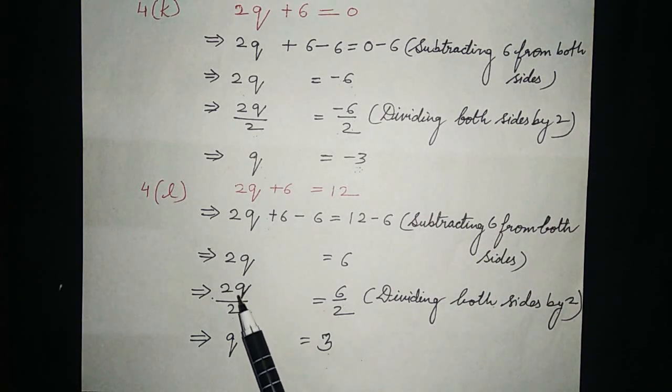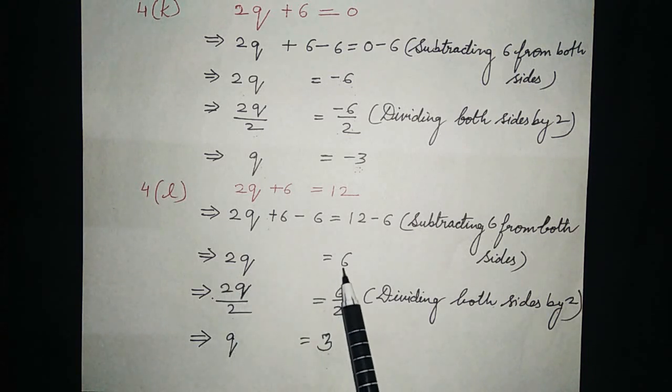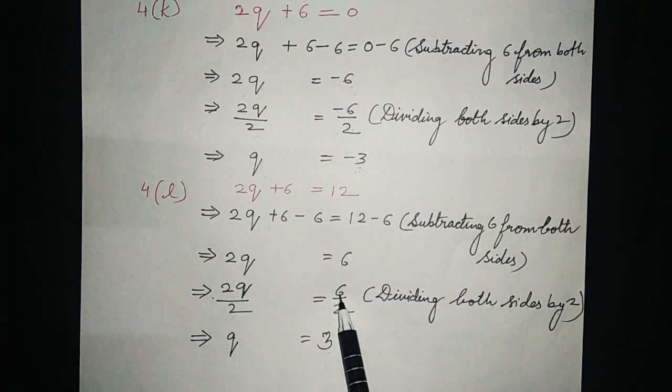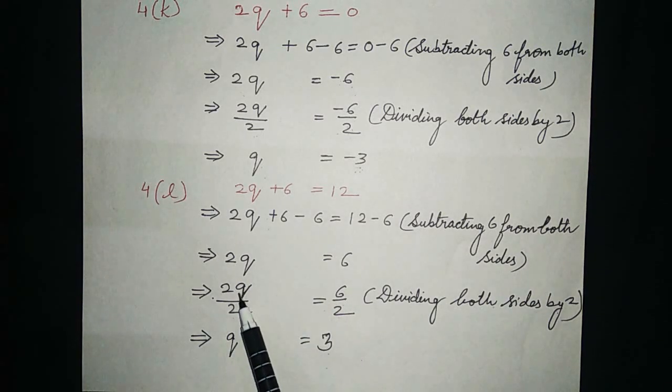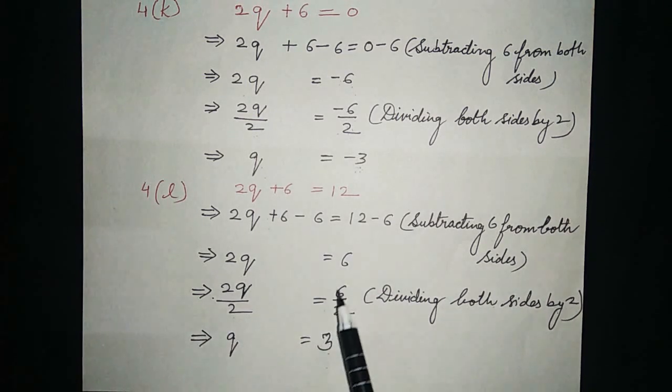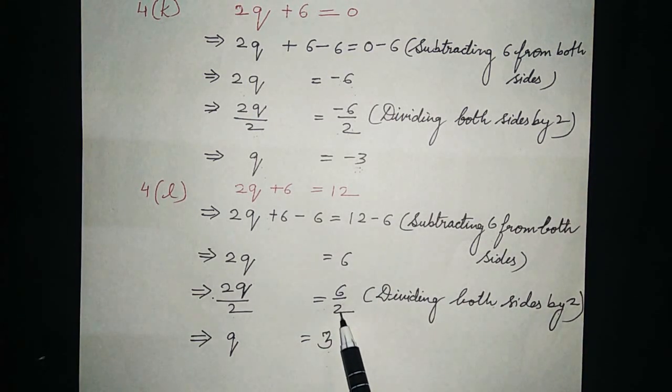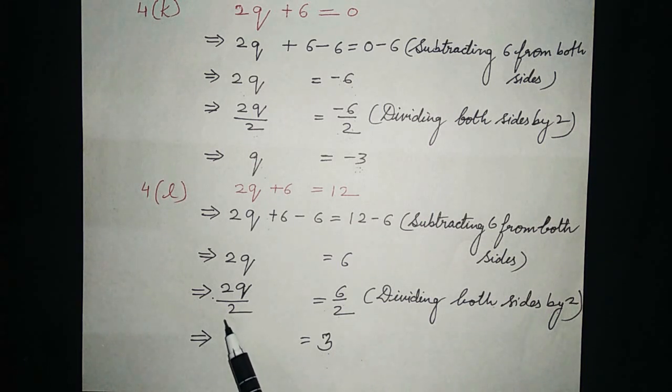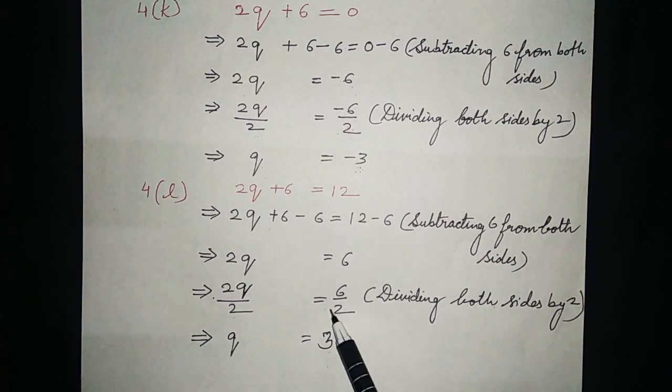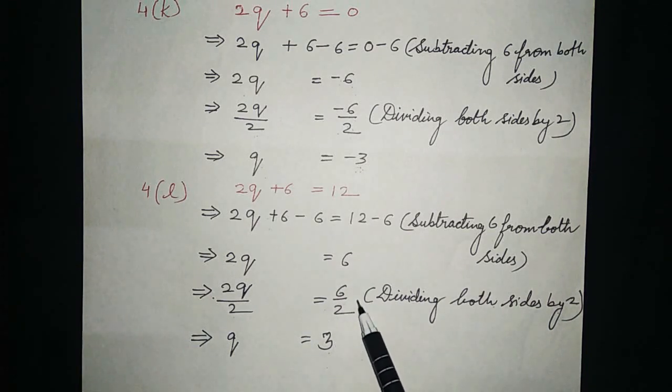After this step we can see here 2 is in multiplication with this q. So what do we have to do? We have to divide both the sides by 2. And after dividing both the sides by 2, we will get 2q upon 2 is equal to 6 upon 2. Then on the left hand side 2 1s are 2, 2 1s are 2, 1 into q. And 1 into q means q. And on the right hand side when we divide 6 by 2 we get 3.